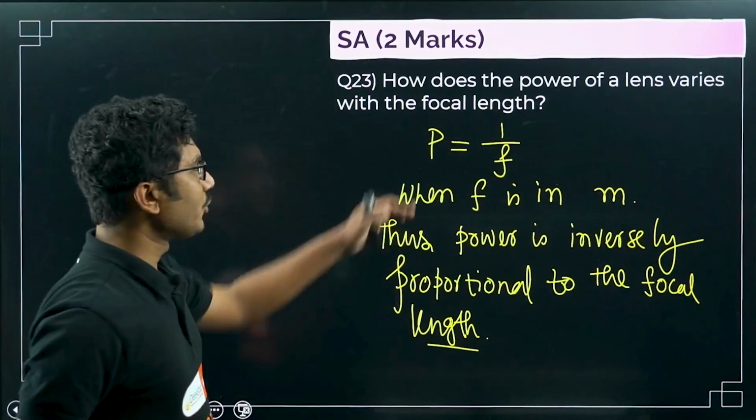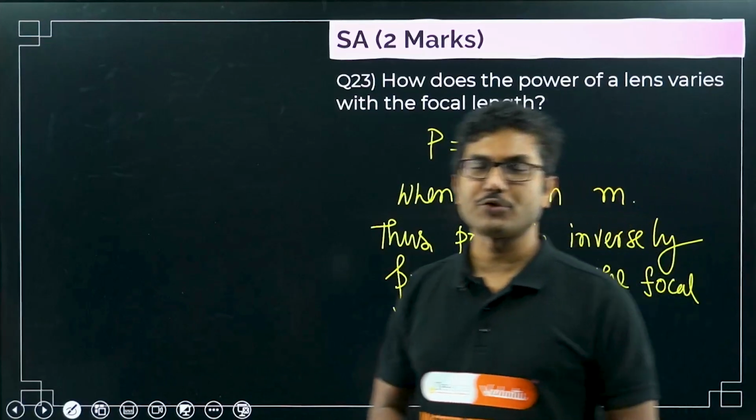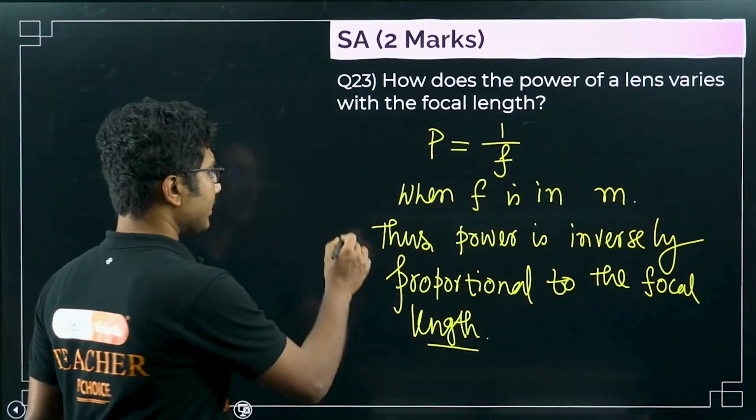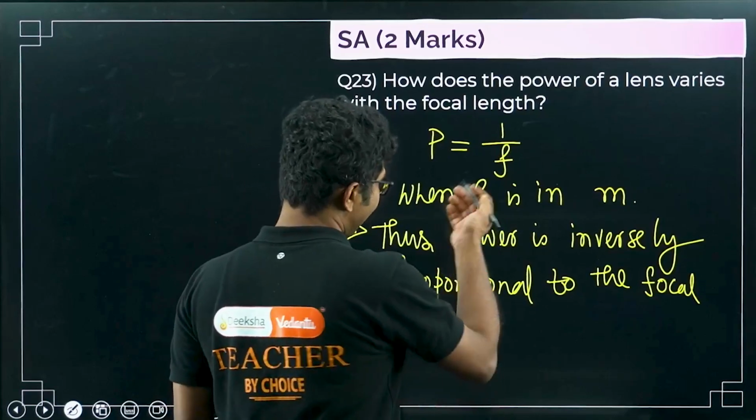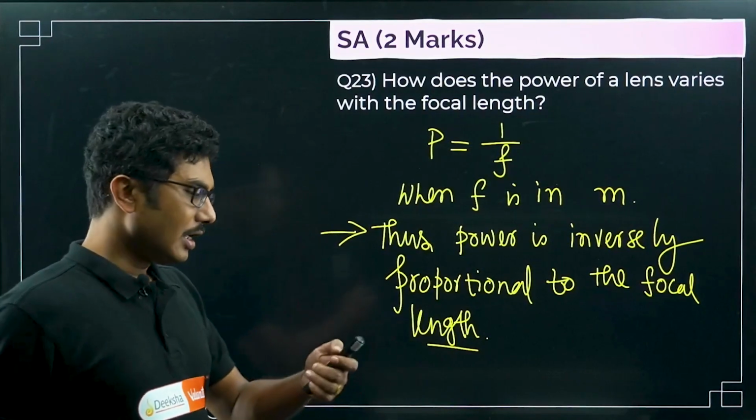This is a 2-mark question. So you have to write the formula and you have to mention that power is inversely proportional to the focal length. You just write 2 lines, you will get the full marks. And also you have to mention where f is in meters, or f is expressed in meters.